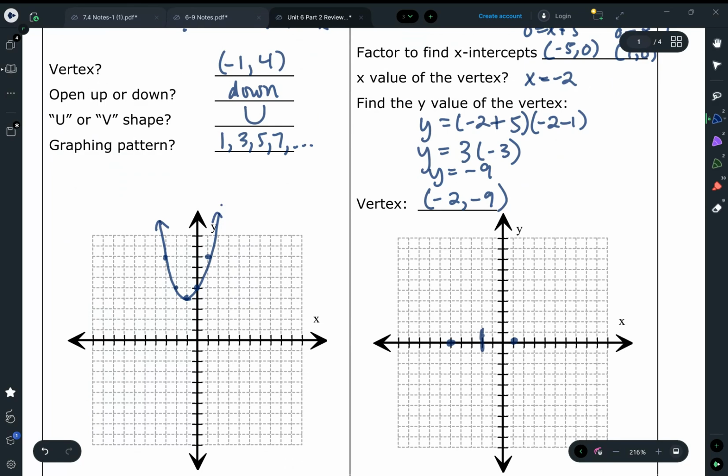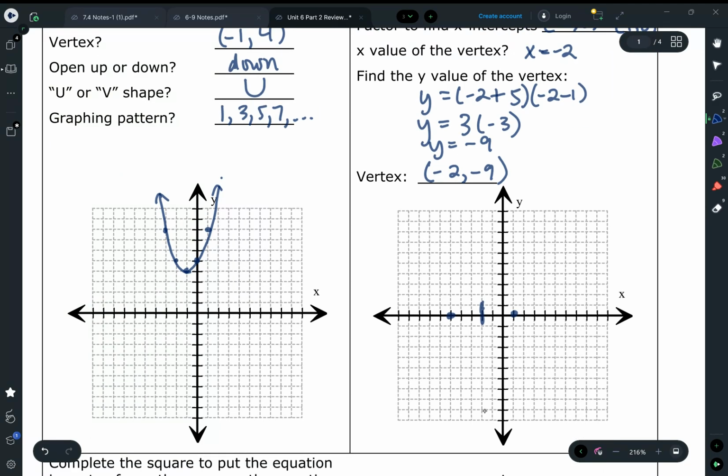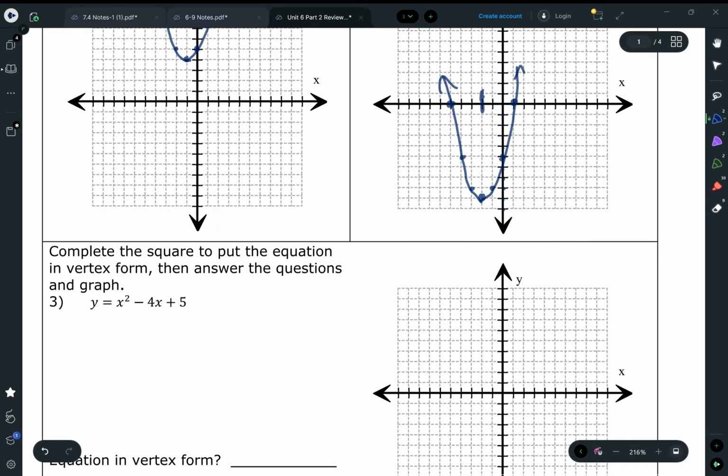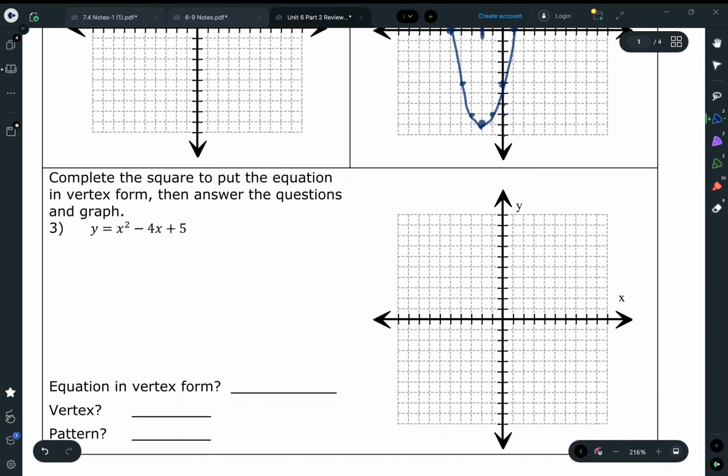Let's plot that point. I'm pretty sure the scale goes up to 10. Yes, it does. So there's my vertex. From there, I could do my graphing pattern. I know it's going to be 1, 3, 5, 7, but you can also just connect what you have. It won't always be easy to graph. Factored form's done. The last one says complete the square.